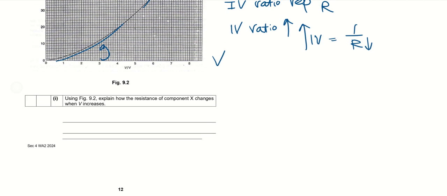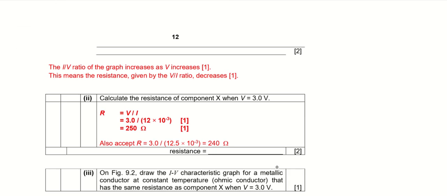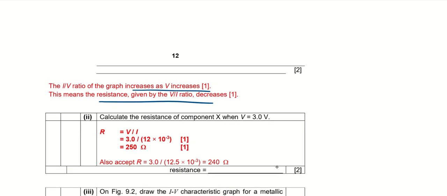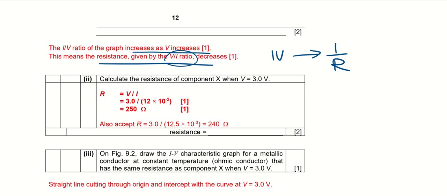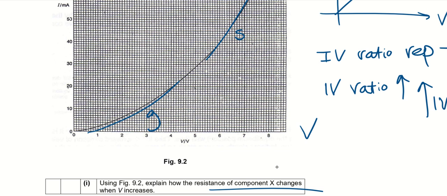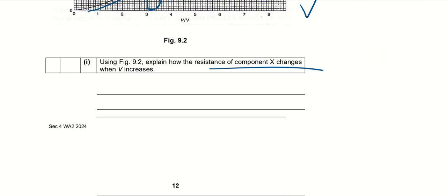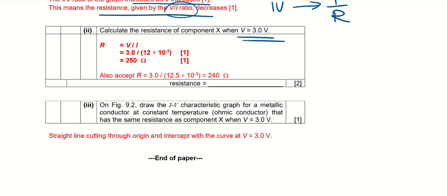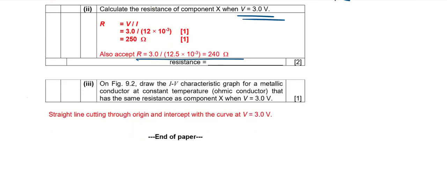Okay, so explain how the resistance of X changes when V increases. The IV ratio increases as V increases, which means the resistance given by the VI ratio decreases. Or maybe you should stick to the IV ratio, because the IV ratio represents 1 over resistance. Okay, so calculate the resistance of component X when V equals 3 volts. This one's simple. You just go to 3 volts, find the corresponding current, and you apply V equals IR, you should get this value.